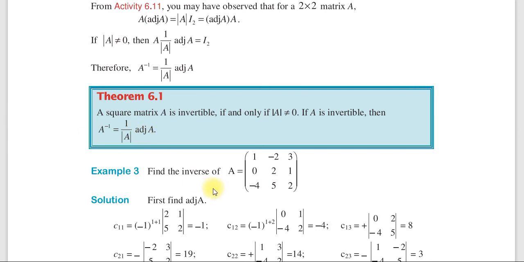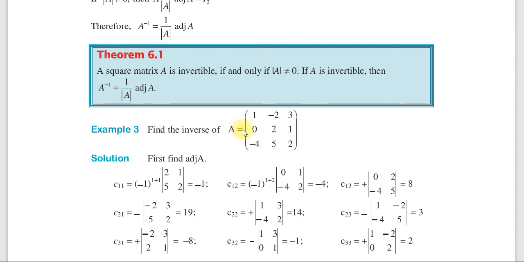Let us do an example. Example 3. Find the inverse of A, where A is 1 -3 3, -2 3 0, 2 1 -4 5 2 as given. Find the inverse.